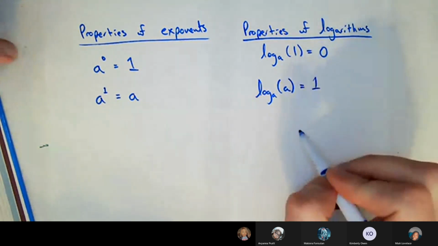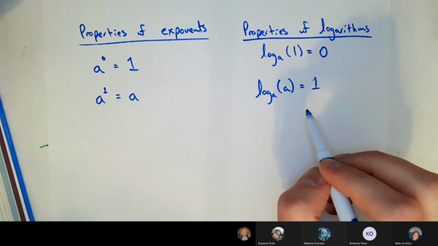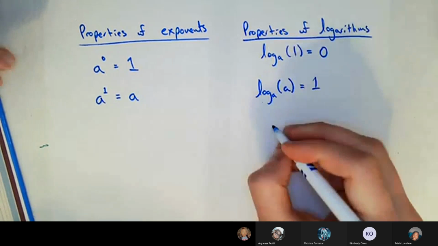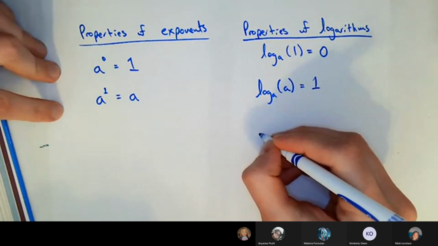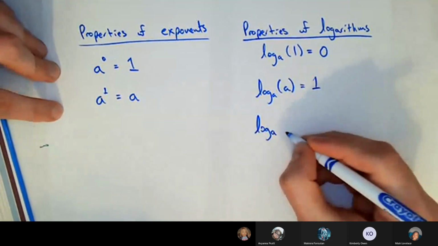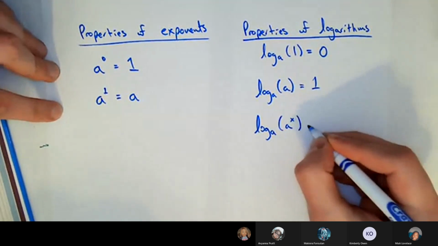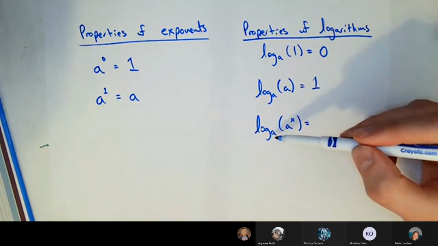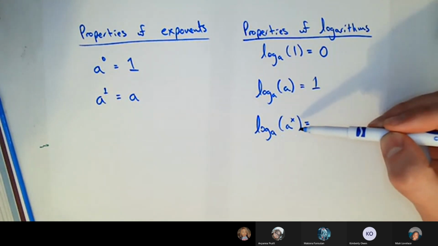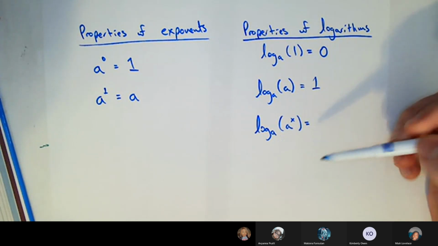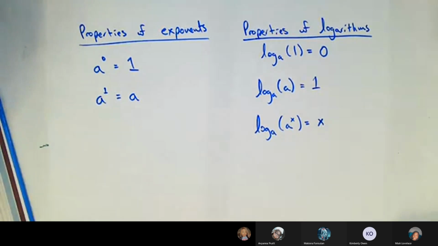Okay, here are a couple more properties of logarithms that don't really have an analogous property of exponents over here. Here it is: log base A of A to the x. What is that equal to? We will use this idea a lot. Remember, the question is asking, this base A raised to what power is A to the x? It's just x, right? Just x.